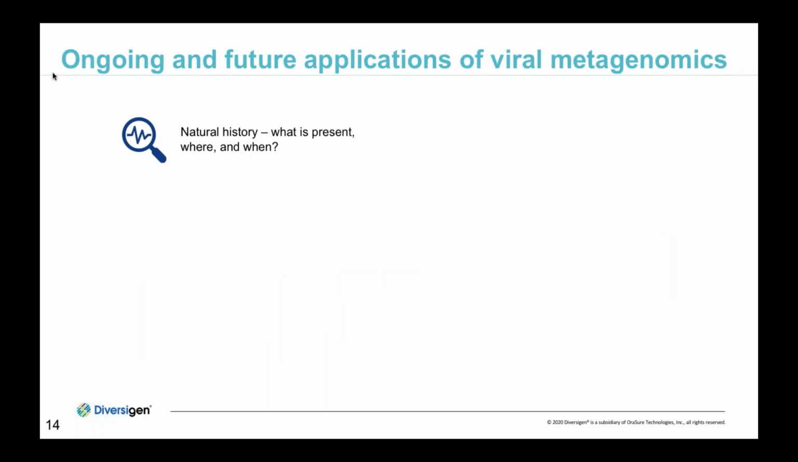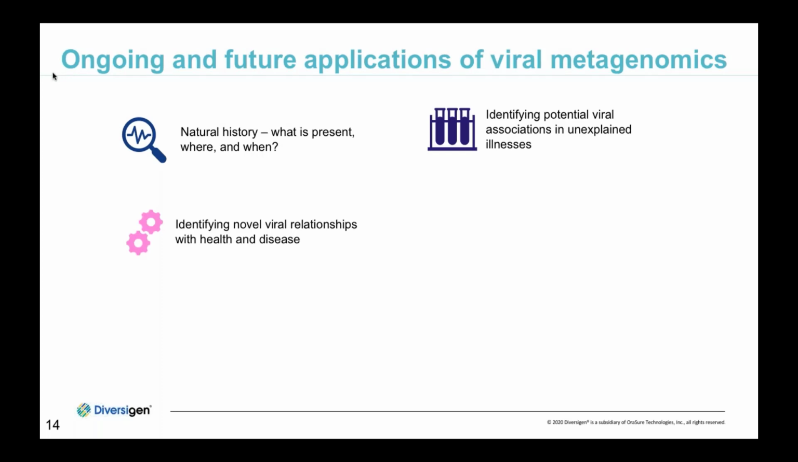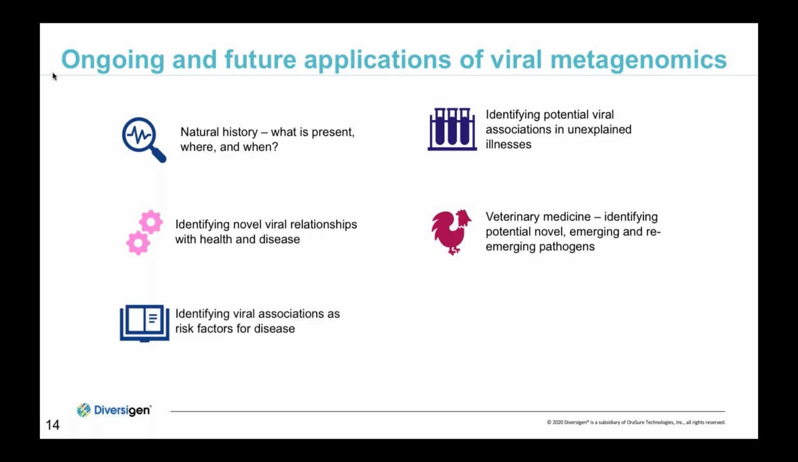So as you saw, there is a lot of ongoing and future potential for viral metagenomics in areas where we want to, for example, understand the natural history of viruses, what is present, when the infection happened and where did it happen. If we want to continue to identify potential viral associations in unexplained illnesses. If we want to identify novel viral relationships with health and disease. If we want to identify potential novel emerging and re-emerging pathogens in veterinary medicine. If we want to identify viral associations as risk factors for disease, and very relevant for the ongoing SARS-CoV-2 pandemic, if we want to use viral metagenomics as a surveillance tool for zoonotic pathogens.